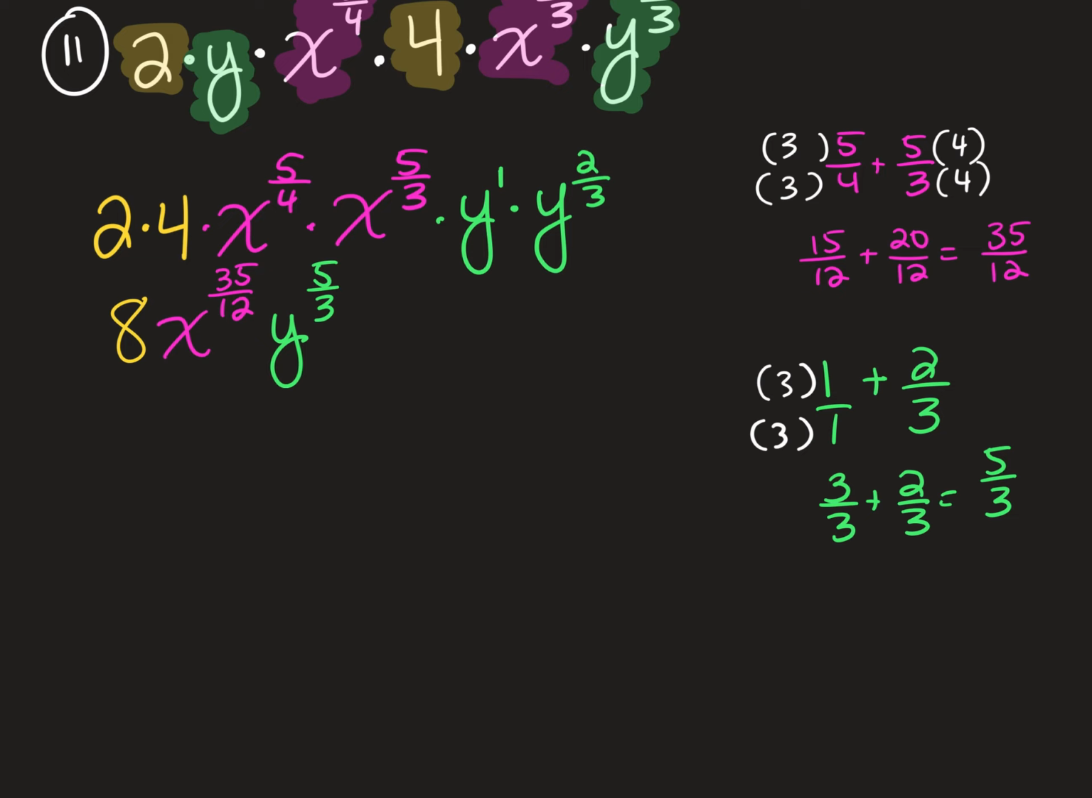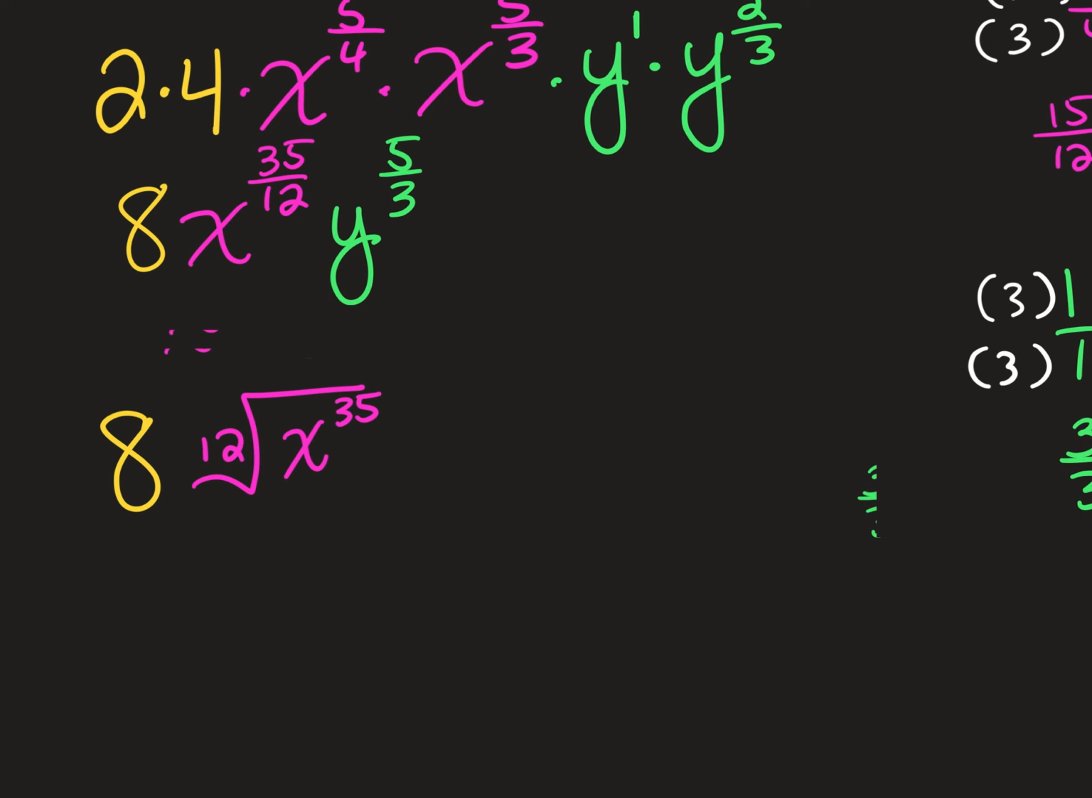Now this is simplified because we've been able to get it down to one of each base. Now I just need to rewrite these as roots. So anything that has a fractional exponent will be rewritten as a root. So I'll have 8, and then we're going to have x. So the root for this is 12 and the power is 35. Doesn't have to be pretty. Okay? We're just rewriting it. And then we have our y will have a root of 3 and a power of 5. And that's how I want you to enter your answers for that middle section of problems today.